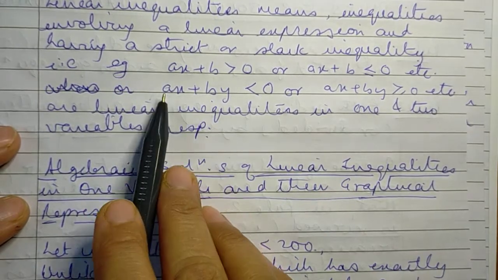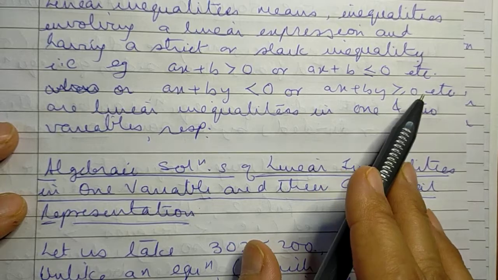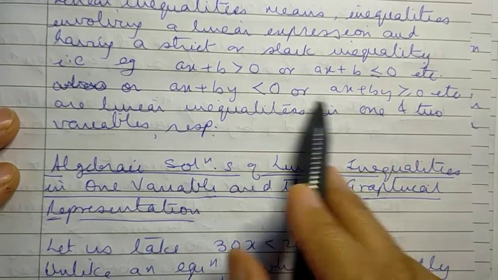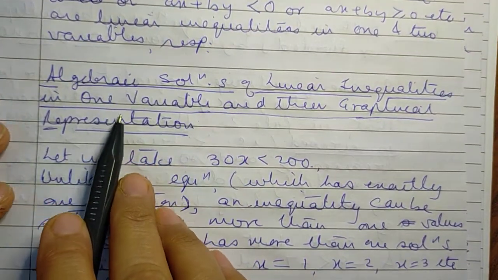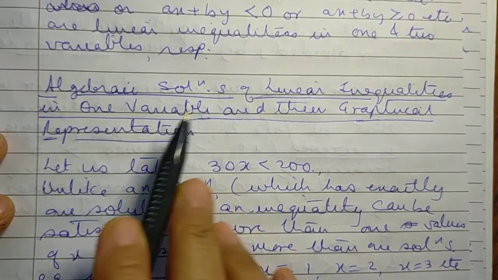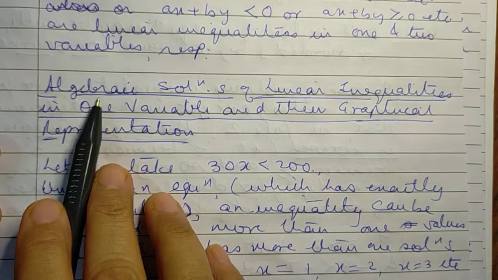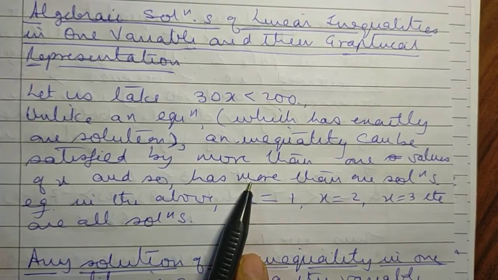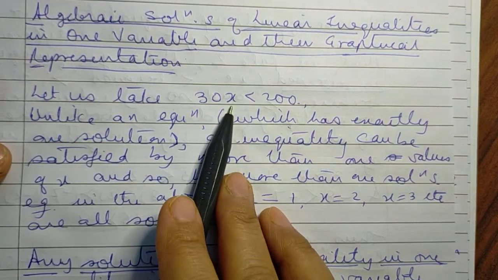Whereas an expression of the kind ax + by < 0 or ax + by ≥ 0 would be linear inequalities in two variables. Now, first we will be considering linear inequalities in one variable, and let us see their algebraic solution and graphical representation. Let us take the same example as the first one which we took, that is 30x < 200.